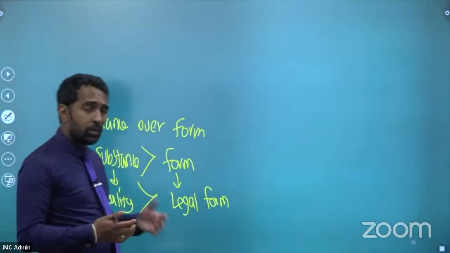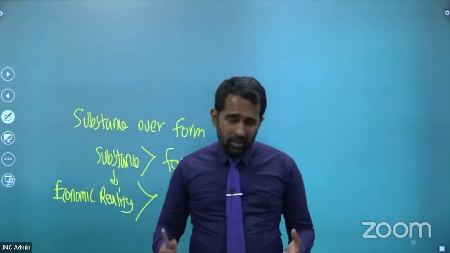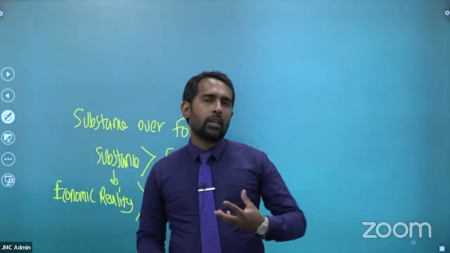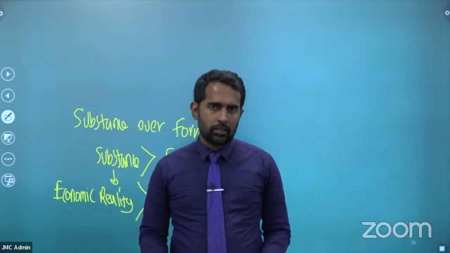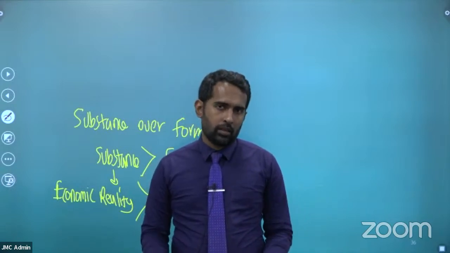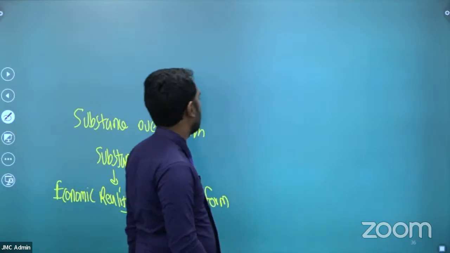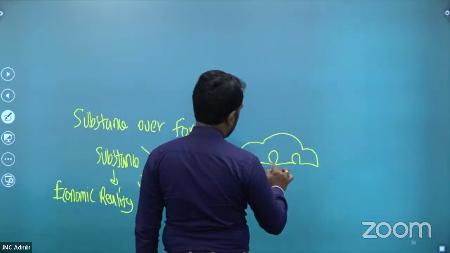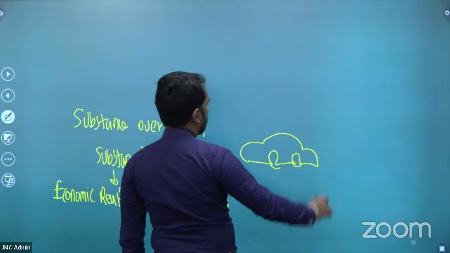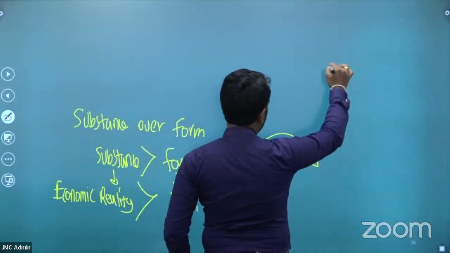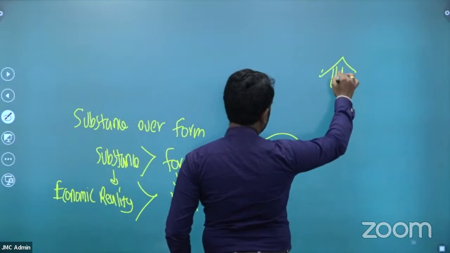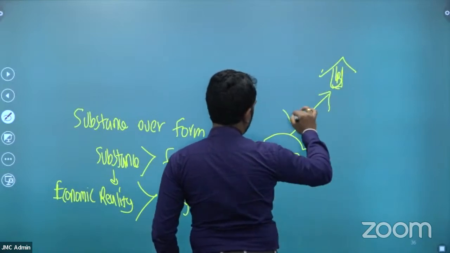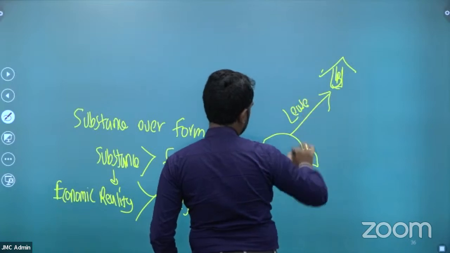When it comes to accounting, guys, we don't care about the legal reality. As long as economic reality makes sense, we attempt to account for that. For an example, let's say there's a motor vehicle, right? So you got this motor vehicle. This is the business. Let's say this is a business. Business got this motor vehicle through a lease.